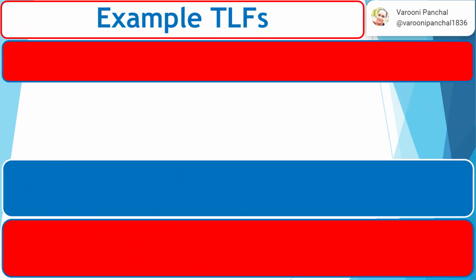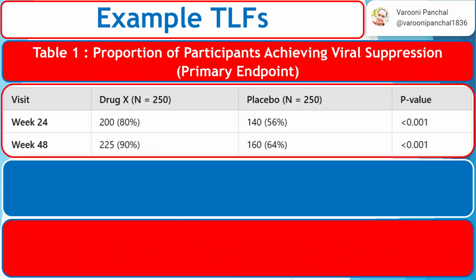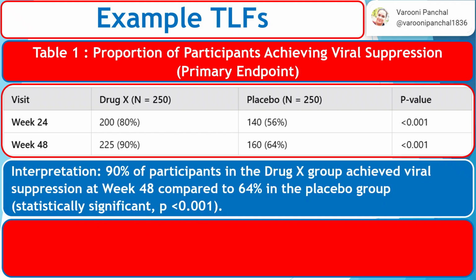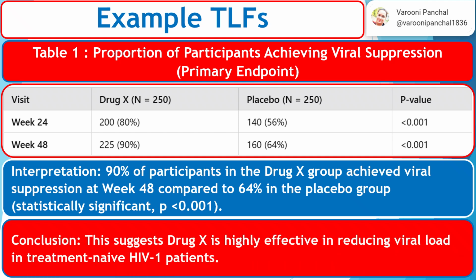Table 1. Proportion of participants achieving viral suppression, primary endpoint. Interpretation: 90% of participants in the drug X group achieved viral suppression at week 48, compared to 64% in the placebo group. Statistically significant, P less than 0.001. Conclusion: this suggests drug X is highly effective in reducing viral load in treatment-naive HIV-1 patients.